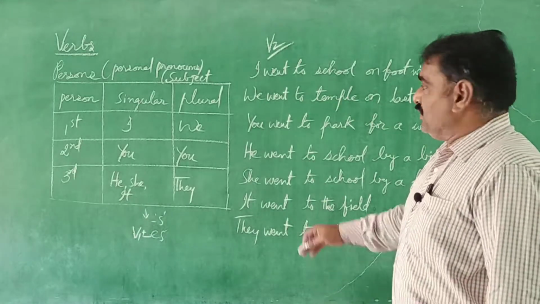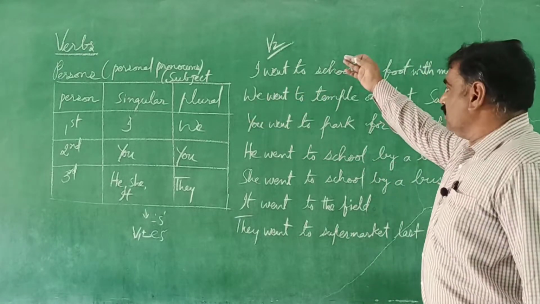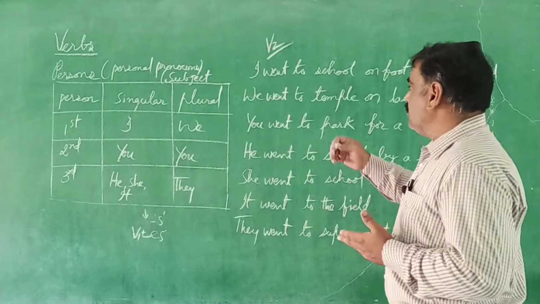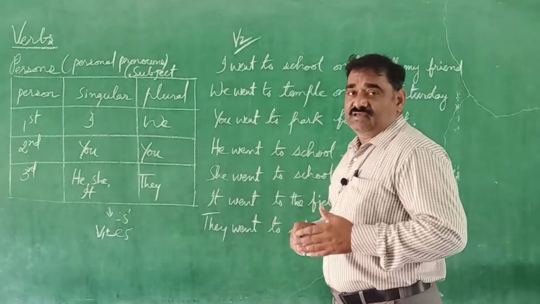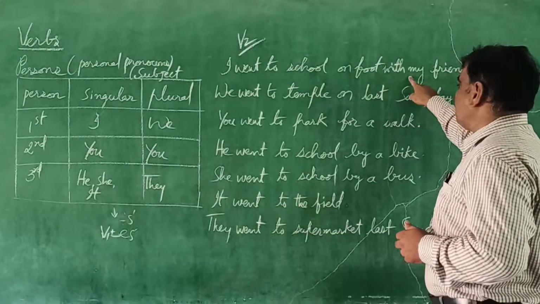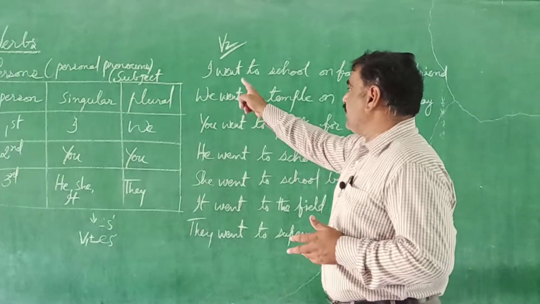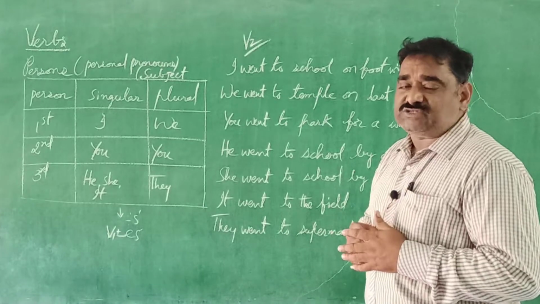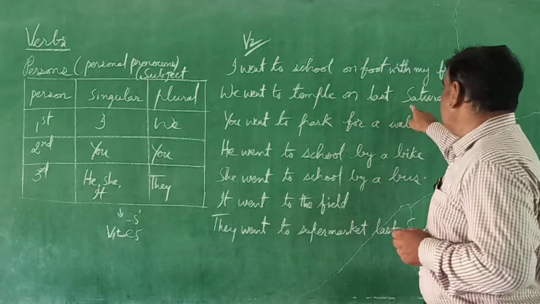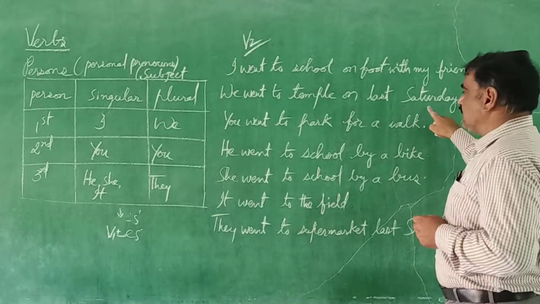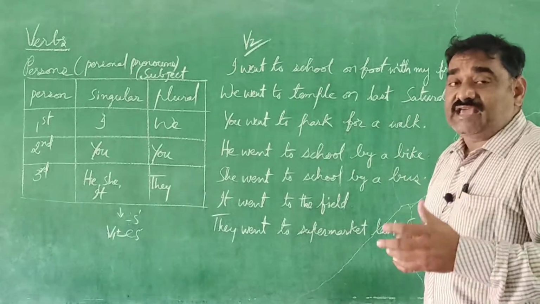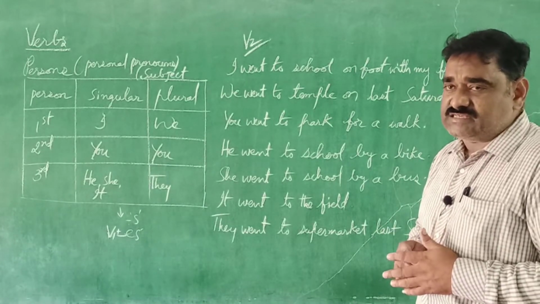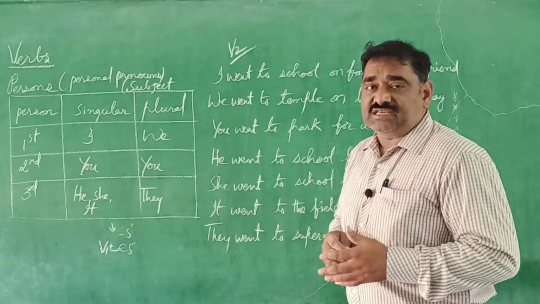Right. Now look at the board. Same subjects, but I changed the main verb of the sentences. Go is replaced with went. I went to school on foot with my friend. Went is the second form of the verb, the past tense of the main verb or base form go. We went to temple last Saturday. Last Saturday, last, or ago, a while ago: these are time expressions that tell us about an action which is completed.